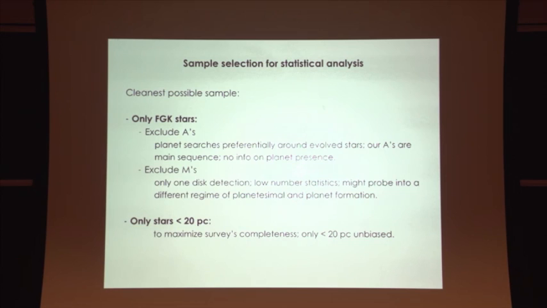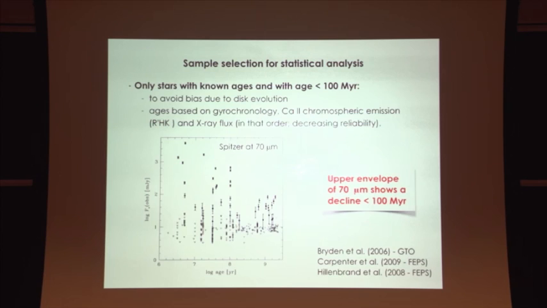And then I only kept the stars that are within 20 parsecs, because that's where the surveys are, to maximize the survey completeness. Because beyond 20 parsecs, the DUNES survey was biased because it was just picking sources known to have planets and known to have disks. And then, because of something that Scott talked about, there is evolution in the disk emission as a function of age. Spitzer showed that there is evolution within the first 100 million years, but then no significant evolution seen after 100 million years. So I excluded all stars that did not have age estimates. And ages are extremely difficult to determine sometimes.